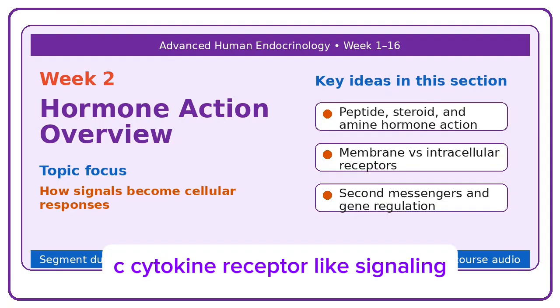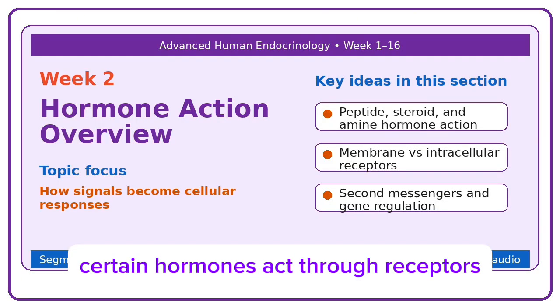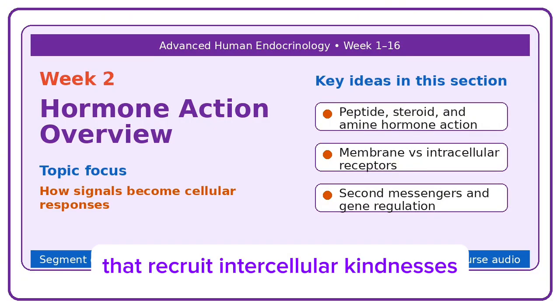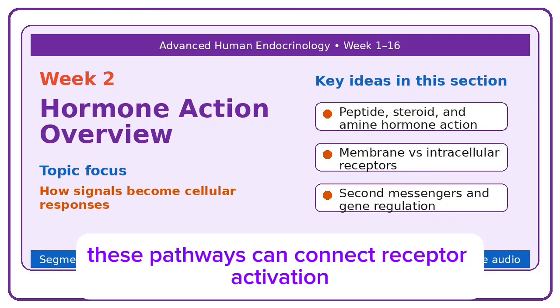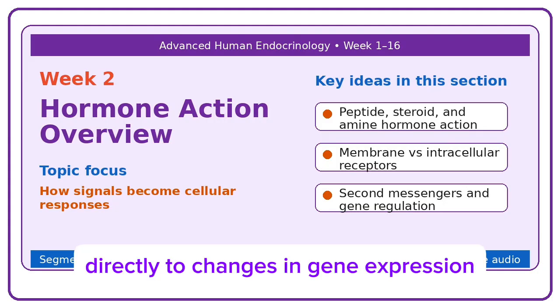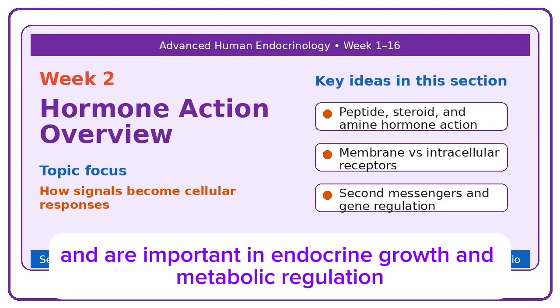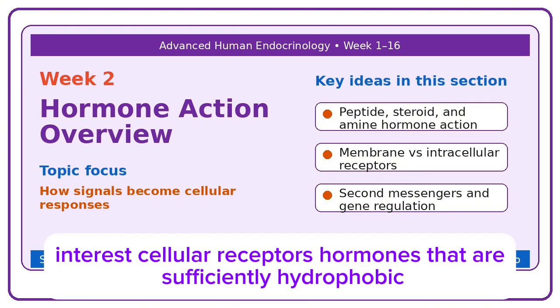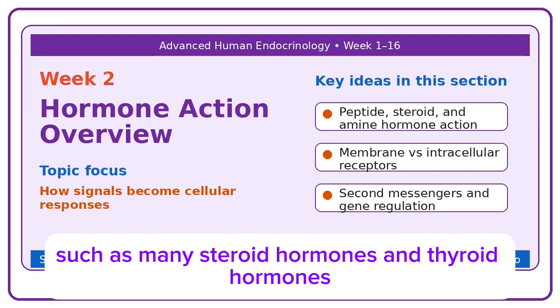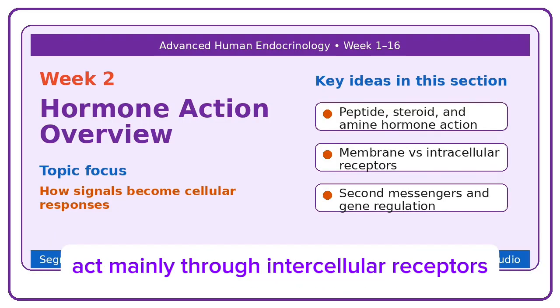C. Cytokine receptor-like signaling. Certain hormones act through receptors that recruit intracellular kinases and transcription factors. These pathways can connect receptor activation directly to changes in gene expression and are important in endocrine growth and metabolic regulation.